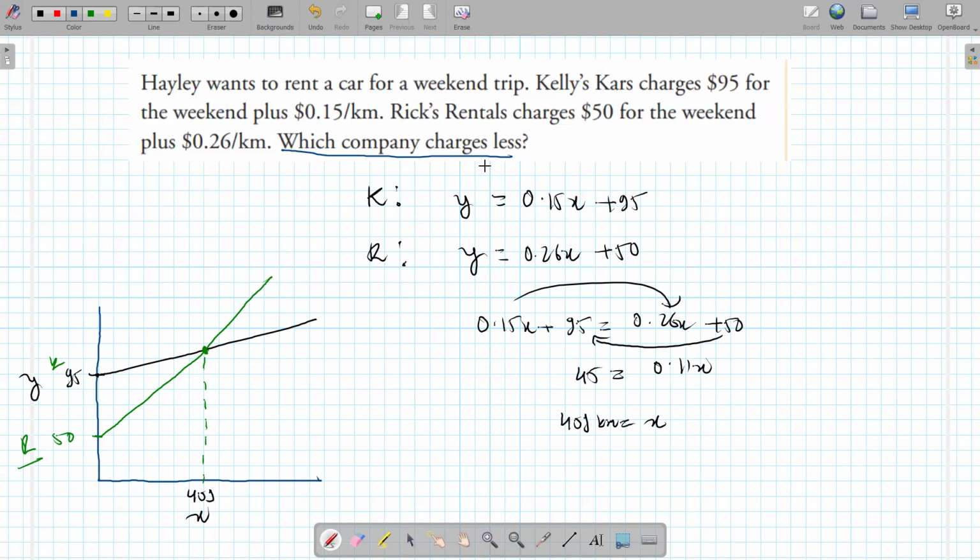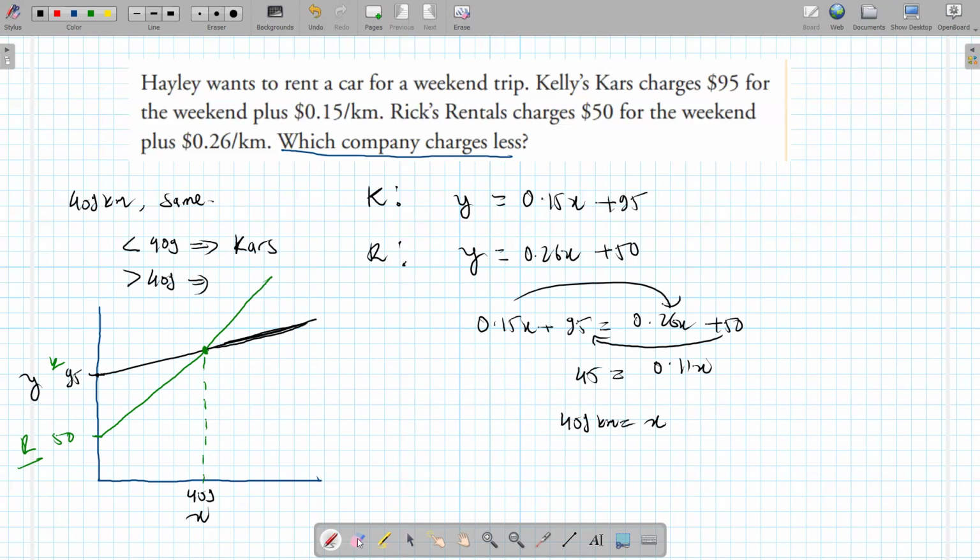So the way to answer this question would be, if Haley drives 409 kilometers, they're the same, so it doesn't matter. Less than 409, you want to go with the green line because it's lower. So you go with cars. If you travel more than 409, you want to go with the black line because now that's lower.